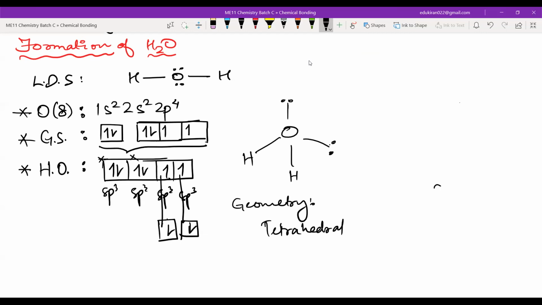Now you will write the shape. For shape, what do you need? For shape, you just need the bonds and not the lone pairs. Now the shape is bent.